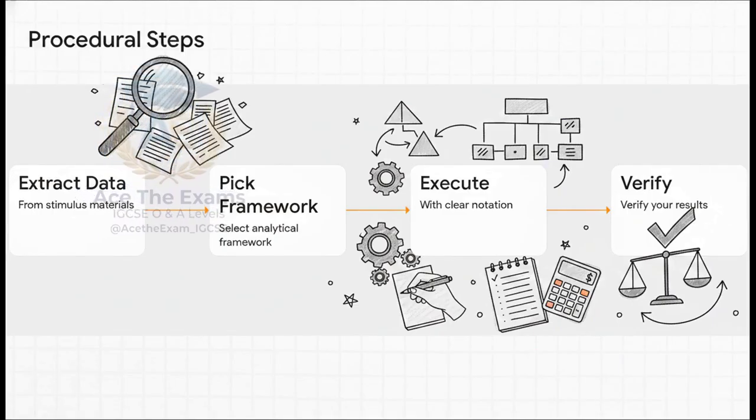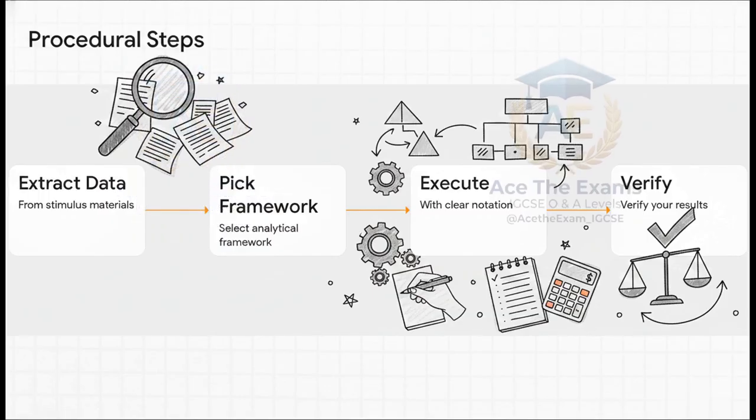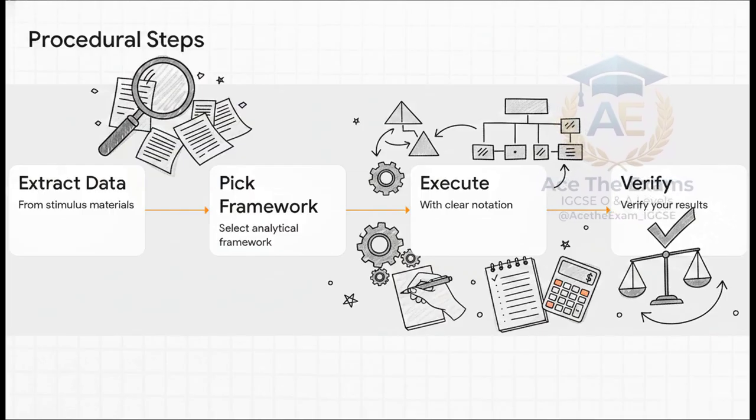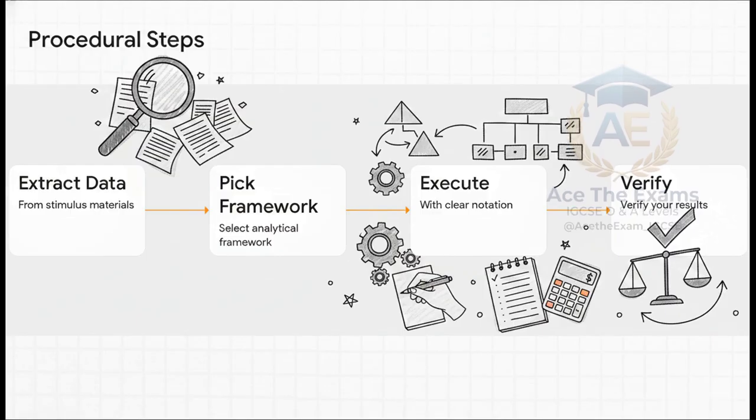Let's walk through it. Step 1. Extract relevant data. Deconstruct the question and pull only what matters from the stimulus materials. Step 2. Select your analytical framework. Ask yourself, which specific principles apply to this business entity? Step 3. Execute with clear notation. Write it out step by step so the examiner can actually see your brain working on the page. And step 4, verify your results. Run a quick mental reasonableness check. This cognitive modeling is exactly what an examiner is looking for when they review your script.